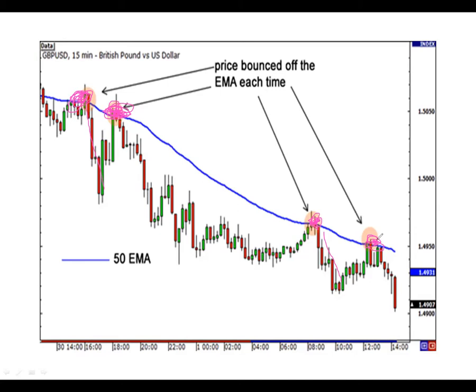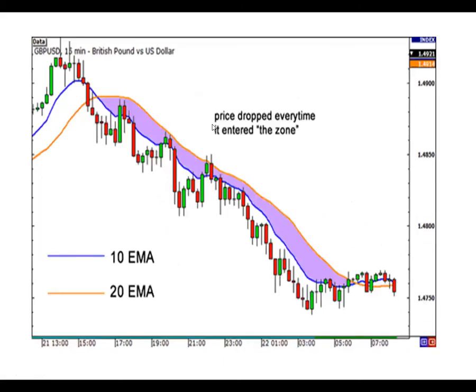Is that okay? Now, let's go to another slide so that you can see how people use two moving averages, and then the space between those moving averages as what? A resistance zone or a support zone. So let's look at the next slide and then we can see that. Now, this is the next slide.